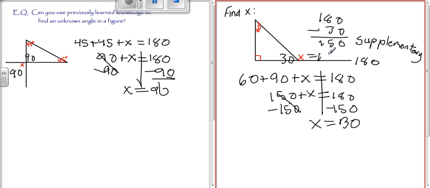Now it's pretty easy when you're dealing with triangles, because if I just added these two up and got 150, and I subtracted from 180, it gives me 30. I know that this is going to be 150, because these two add together to 150, because the triangle is 180 and the straight line is 180. All right, they're both 180.